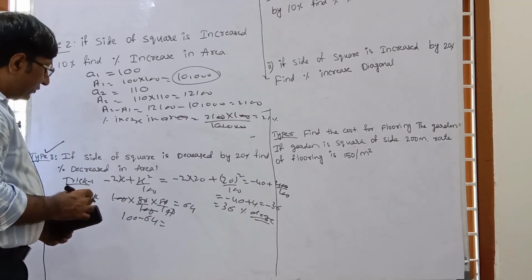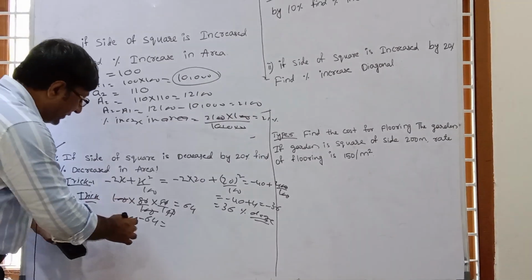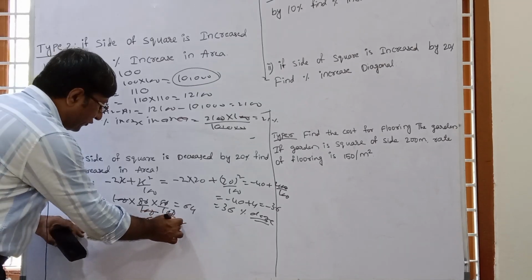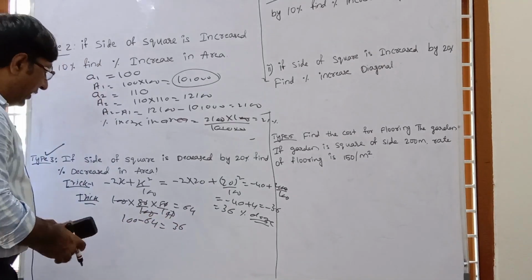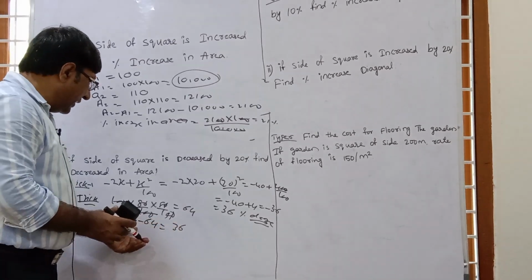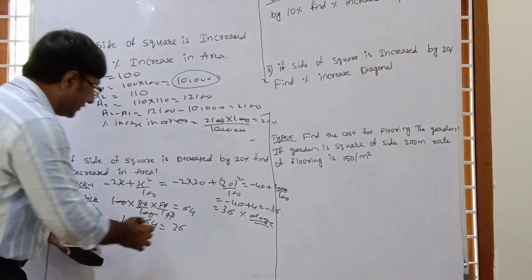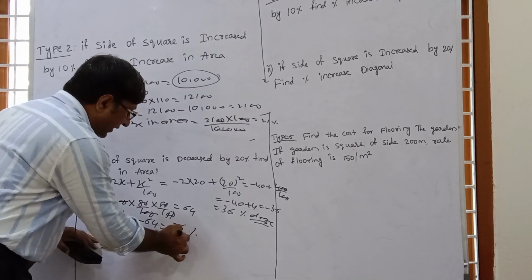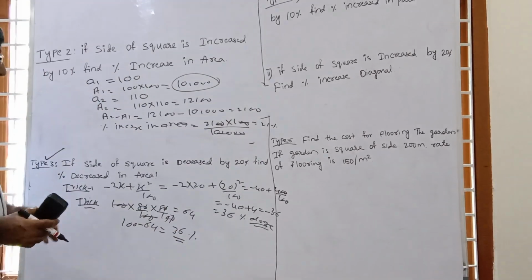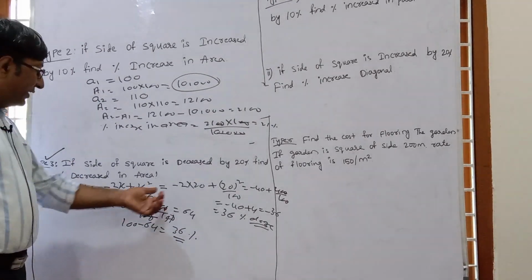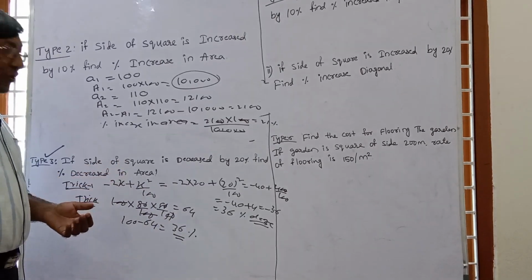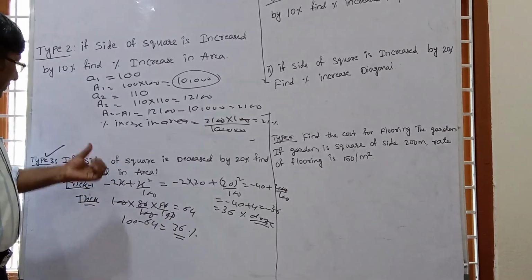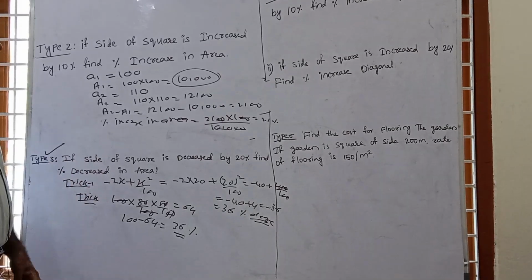So 100 minus 64: 10 minus 4 is 6, and 9 minus 6 is 3, that is 36%. So this is your right answer. In this way you can solve this type of question by trick number 1 and trick 2, but don't go for the basic method because it will take a lot of time. So this is the type number 3 question.